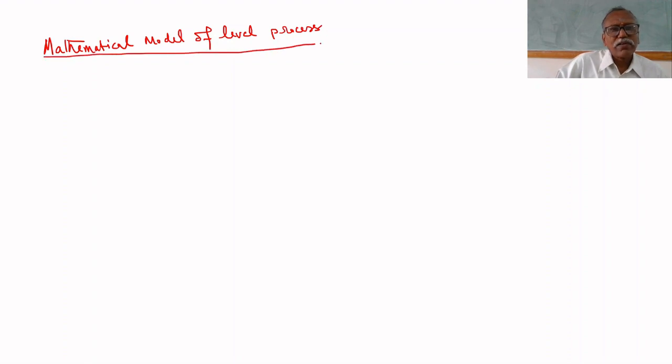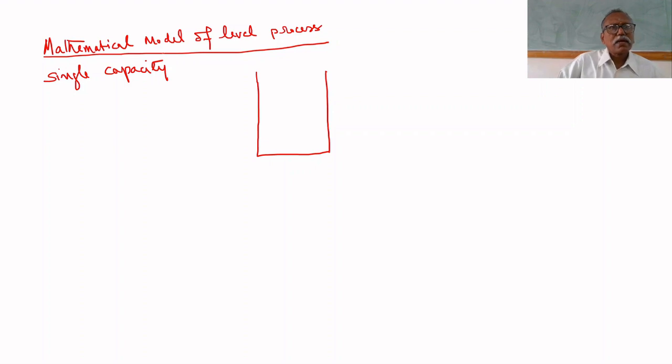Mathematical model of level process. This is the level process. A storage tank is called a level process. Sometimes it may be called a single capacity level process. Single capacity means single tank.